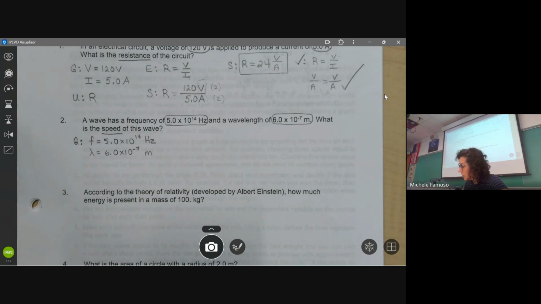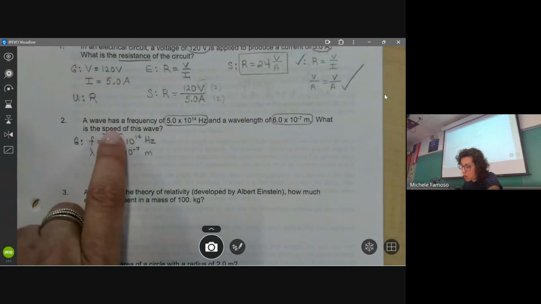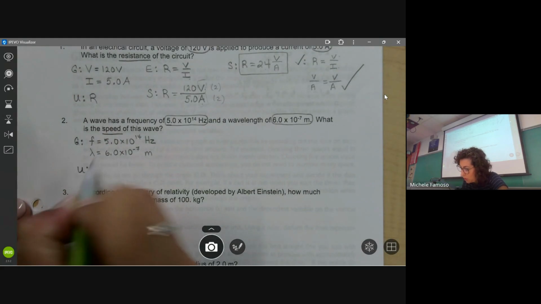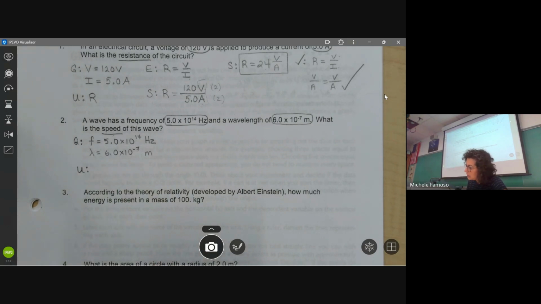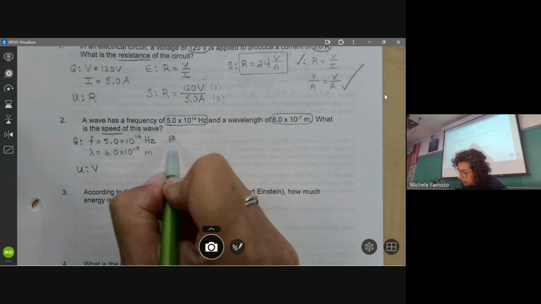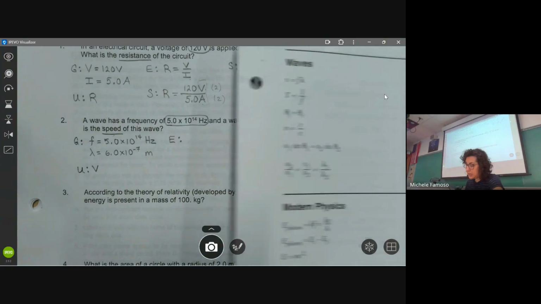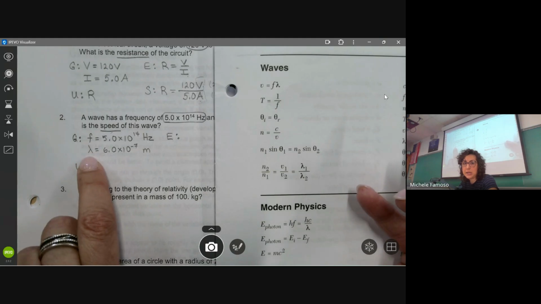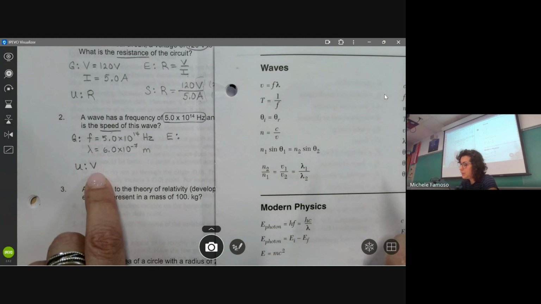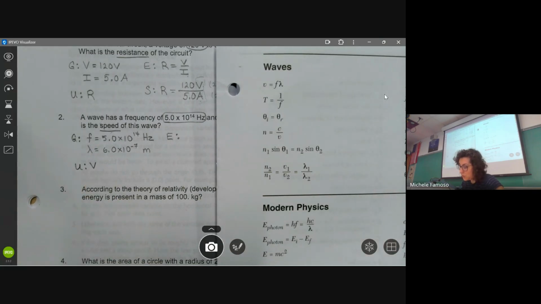All right, next thing we got to do is our unknown, the U. We are looking for the letter that stands for speed. Sydney, can you tell me what letter we're going to use for speed? It's a V. That's right. It says V is a velocity or a speed. So V. All right, now we got to find an equation. So we need an equation on this waves page, which has the F, the lambda, and the V. Miriam, do you see it? Okay, so go ahead and read that to me.